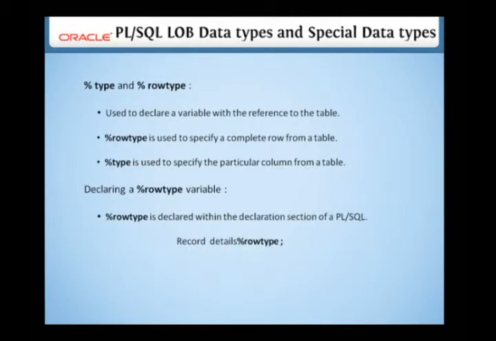Let's see the declaration of a %type variable. name details.name%type; city details.city%type. Here we have created 2 local variables named name and city. These two variables are created with the type of the name and city columns in the table details. From this, you can understand the use of %type and %rowtype data types in PLSQL.